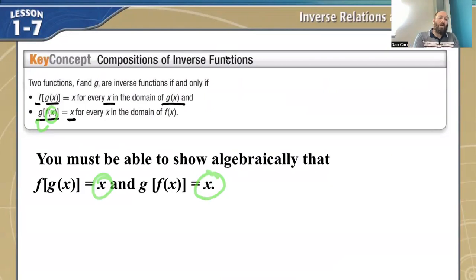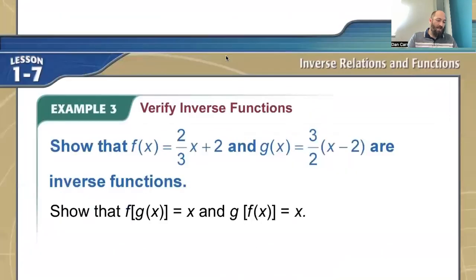Okay, so algebraically, that's what we're going to do. We're going to test that out. If we can take a function, put it inside one, take the other function, put it back in the other one, they both come out to the same thing, x. Okay, so let's test that right here.